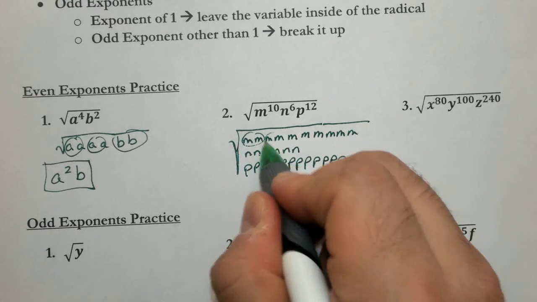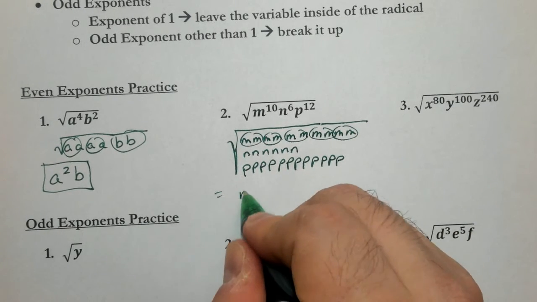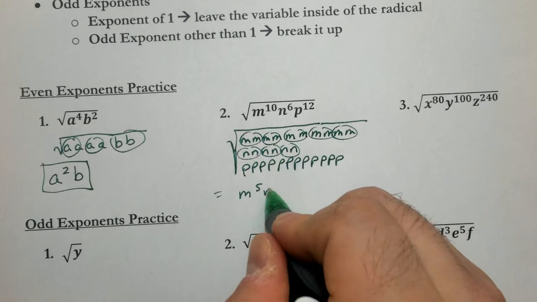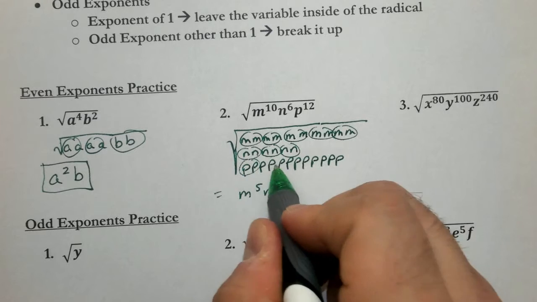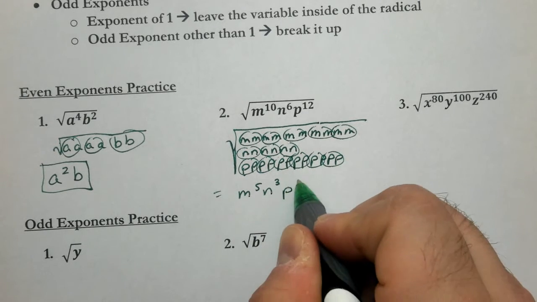We're going to pair up 1, 2, 3, 4, 5. So this is really m to the 5th. 1, 2, 3 groups of n, so n to the 3rd. And then 1, 2, 3, 4, 5, 6. 6 groups of p.